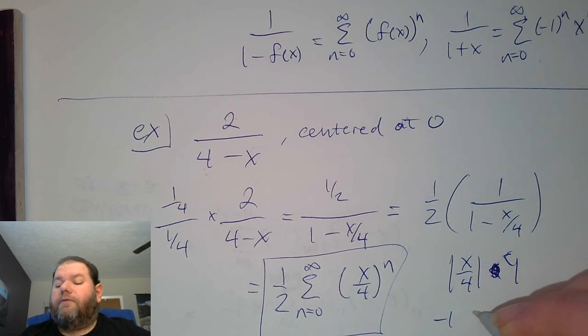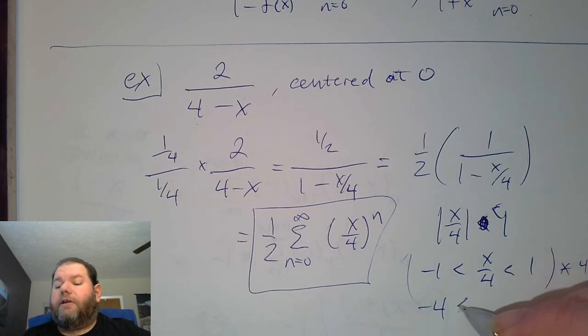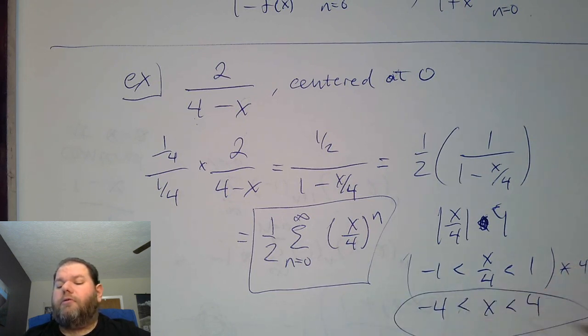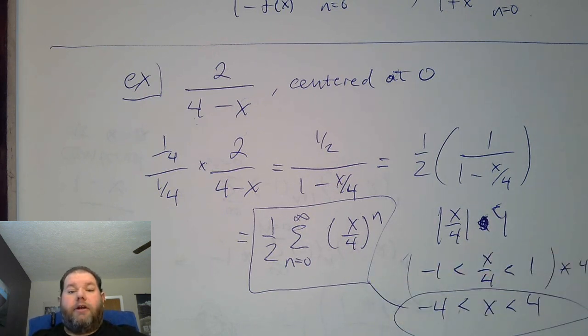So we can say -1 is less than x over 4 is less than 1, and then we'll just multiply everything by 4 and we'll be good. So our radius of convergence is from -4 to 4. Okay? So we have those two as our answers now. So here's our power series, and here's where it's convergent.